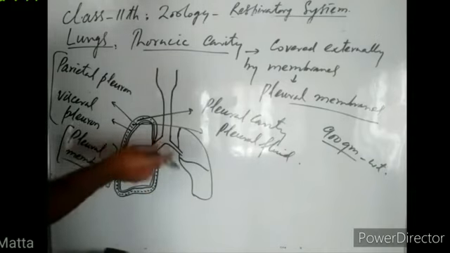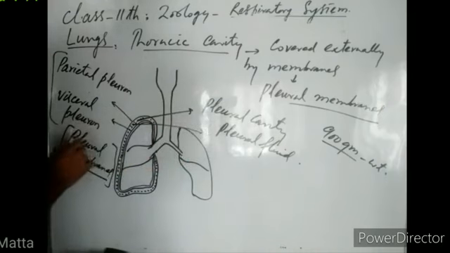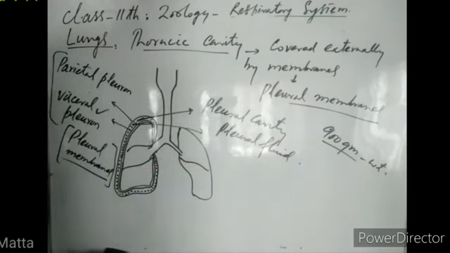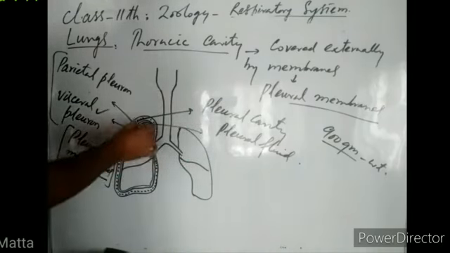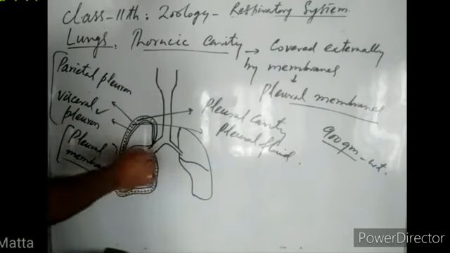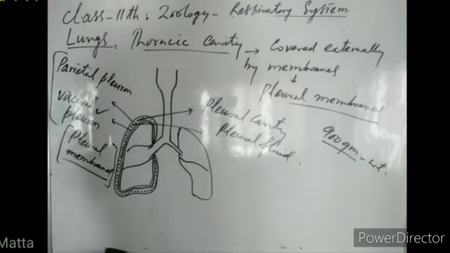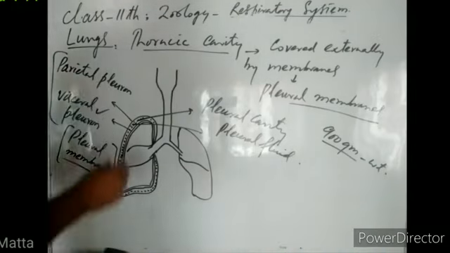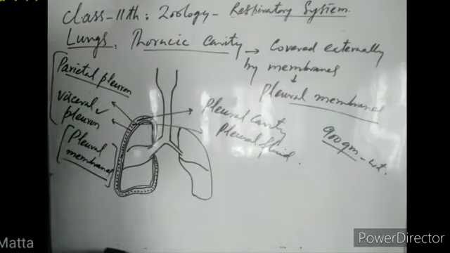This inner membrane, which is present just over the surface of the lung, is known as the visceral pleura. Then there is another membrane which is outside, external, which touches the thoracic cavity wall, which touches the rib cage. This external membrane is known as the parietal pleura. The visceral pleura and parietal pleura together are known as the pleural membrane.